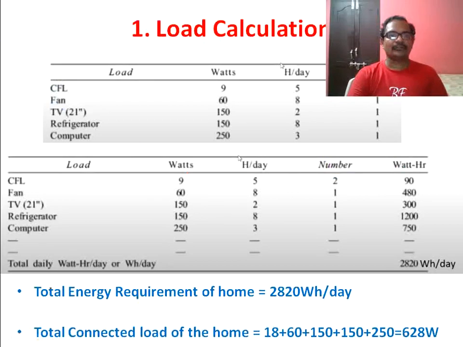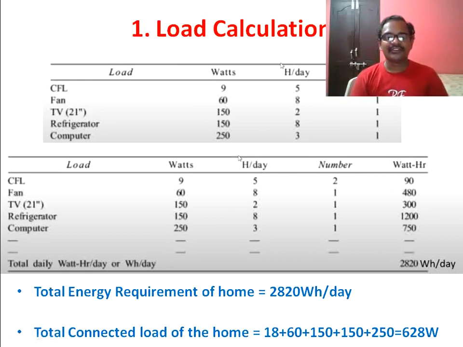Now let's calculate the first step, that is the load calculation. As given in the problem, they have given the load requirement, the load profile of your home. Now we have to calculate the watt hour rating, the energy. So CFLs, there are 2 9-watt CFLs working for 5 hours a day. What is the energy consumed by the CFLs? 9 into 5 into 2. So 9 5s are 45, 45 2s are 90 watt hours.